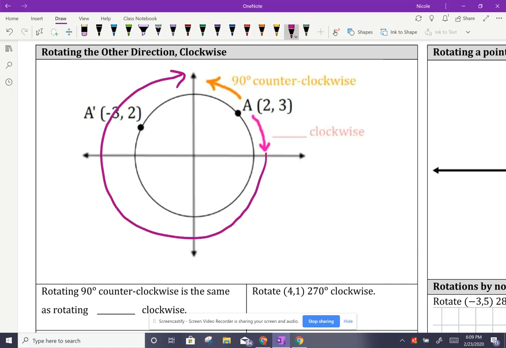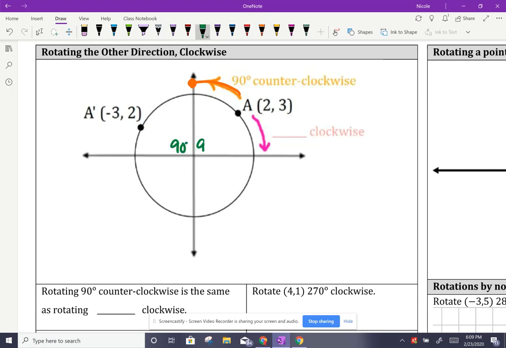What does that mean? Well, if you go 90 degrees counterclockwise, that puts you here. And each one of these wedges is 90 degrees. So if you go one wedge, you've gone 90 degrees. If you go two wedges, you go 180 degrees. So we've got to figure out, well, what is it if you're going from the clockwise side?